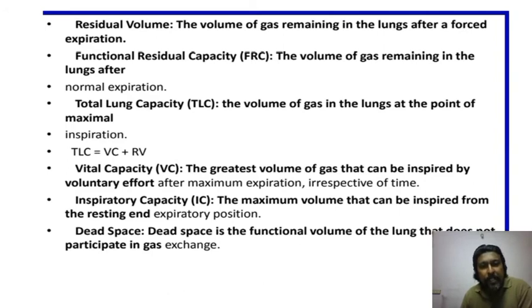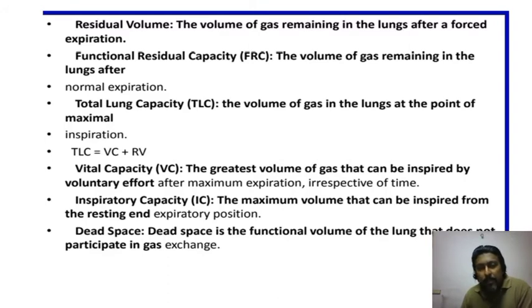And the next definition is the FRC, functional residual capacity. It's the volume of the gas remaining in the lungs after normal expiration. This is not the forced expiration. After the normal expiration, what is the volume of the gas that is still left over in the lungs?